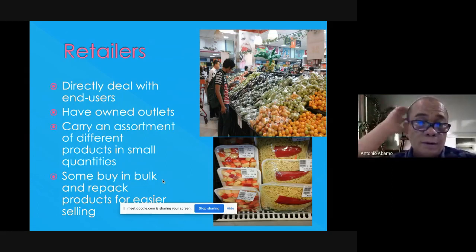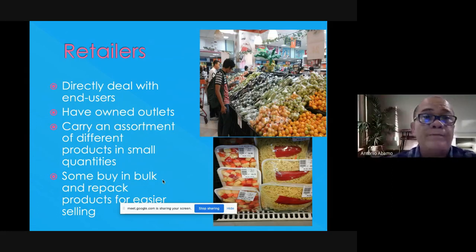And they directly deal with end users, these retailers, either small retailers or huge upscale retailers that you can see in the market or in the supermarket. They buy in bulk and repack products for easier selling. These huge retailers buy in bulk, but they sell in packets or in small packs for their customers.